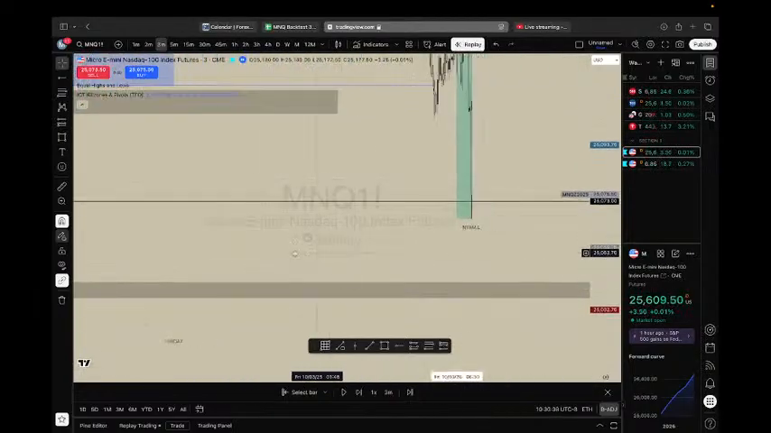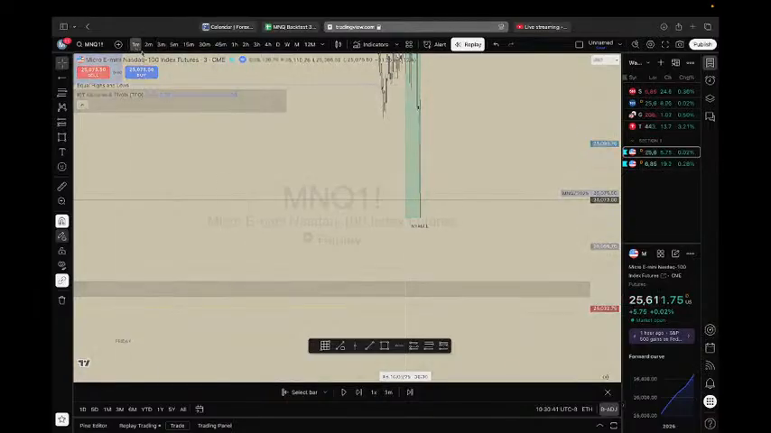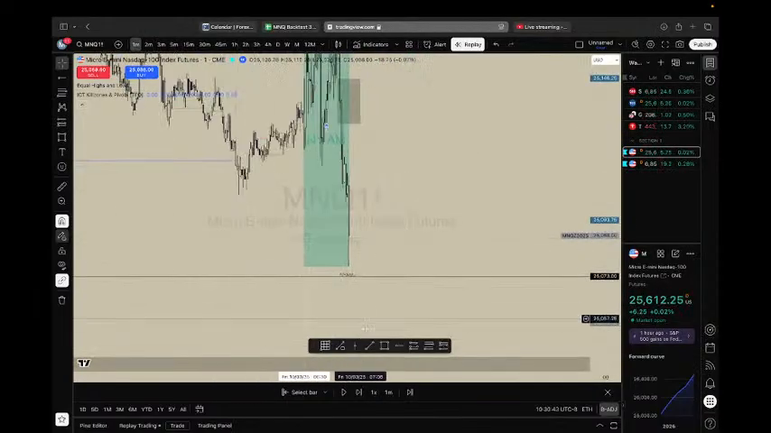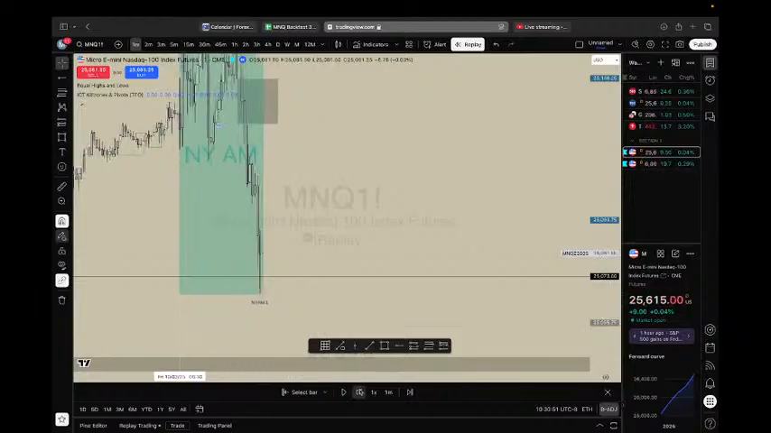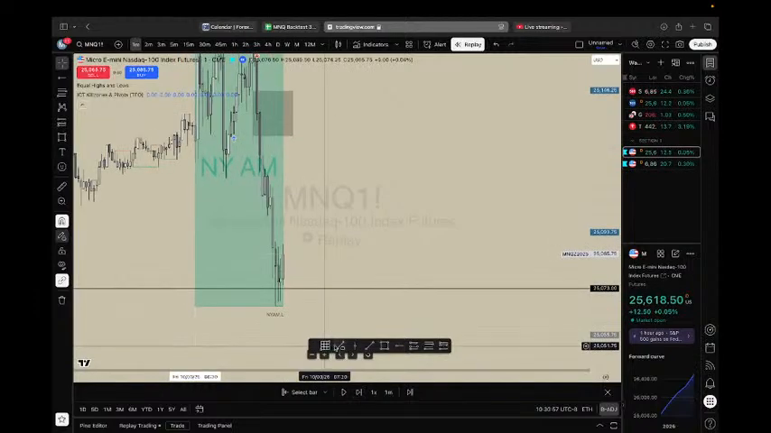But okay, let's see what price does right here. Sweeps that low. Low consolidation. Okay, so I'm looking at this fair value gap right here.